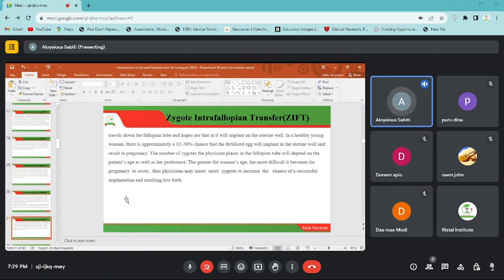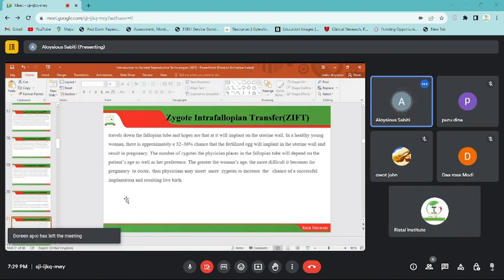In a healthy young woman, there is approximately a 32 to 36% chance that the fertilized egg will implant in the uterine wall and result in pregnancy. The number of zygotes the physician places in the fallopian tube will depend on the patient's age as well as her preference. For the greater the woman's age, the more difficult it becomes for pregnancy to occur. Thus, the physician may insert more zygotes to increase the chances of successful implantation, resulting in live birth.